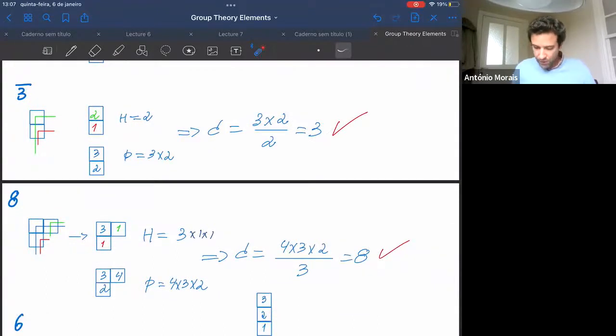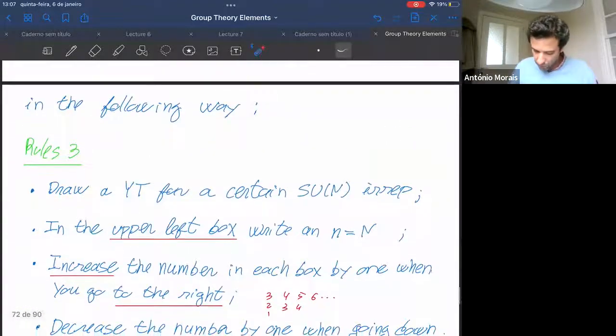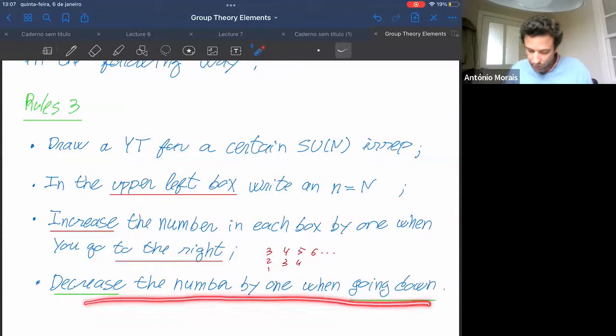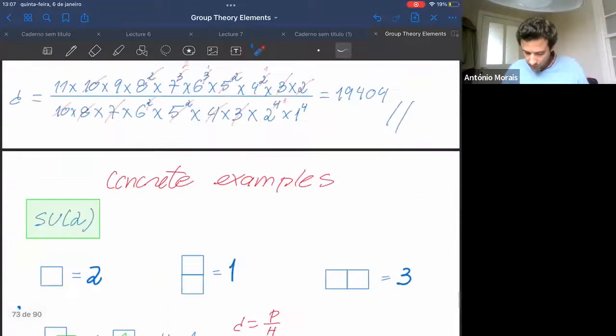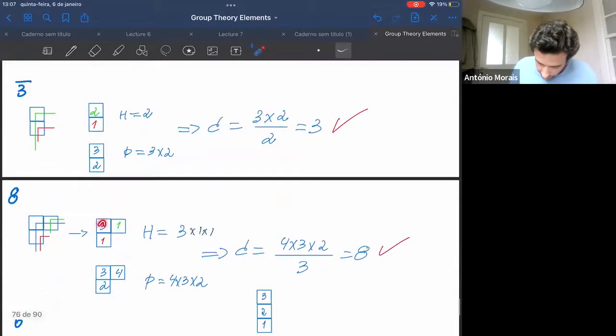Now the p factor, we start with 3. Now we need to go to both rules here. You have to bear in mind these rules: increase the number in each box by 1 when you go to the right, and decrease the number by 1 when you go down. So let's do that here. Start with 3, n equal to 3. Increase when you go to the right, so 3 goes to 4. And decrease when you go down, 3 goes to 2.